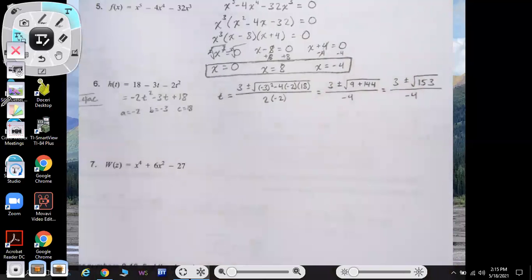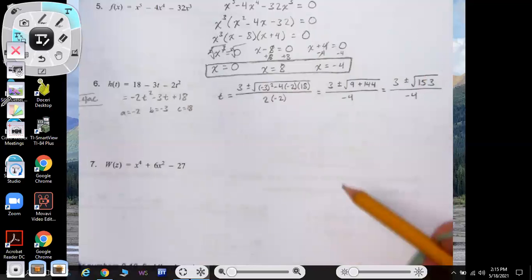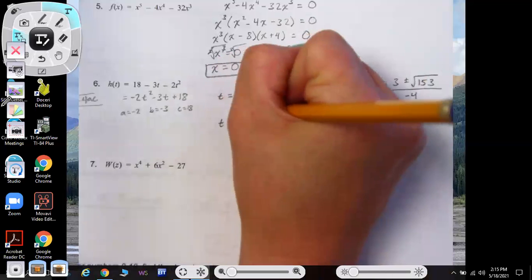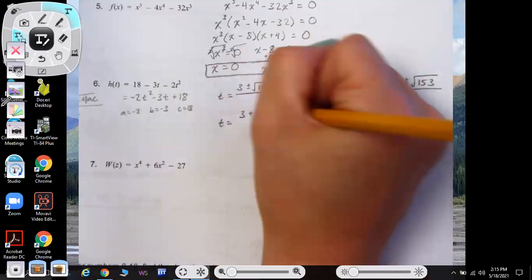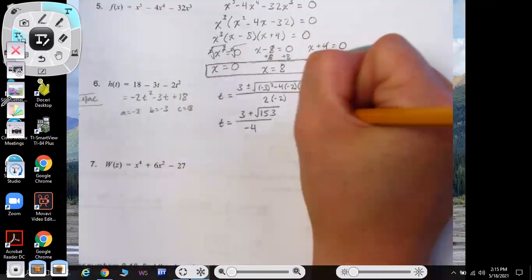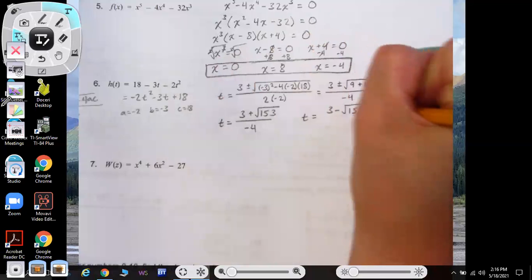When you put the square root of 153 in your calculator, you do not get a nice whole number. You get a decimal. So we're going to leave it like this for now. And we're going to split this into two equations using this plus or minus symbol. So that plus or minus symbol really means we actually have t equals 3 plus the square root of 153 over negative 4. And we have t equals 3 minus the square root of 153 over negative 4.